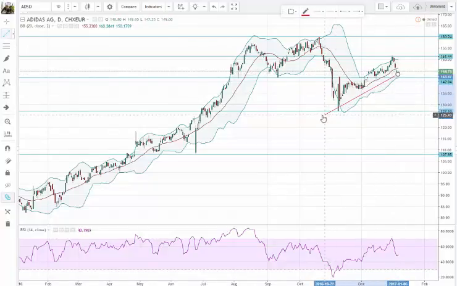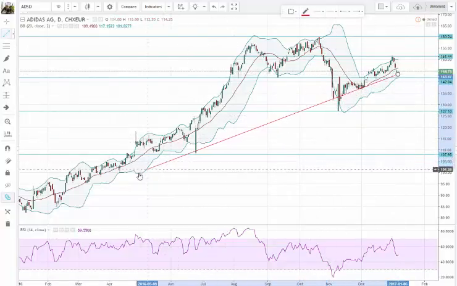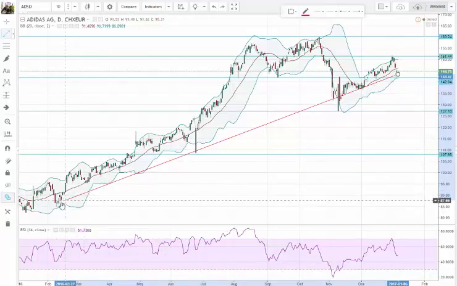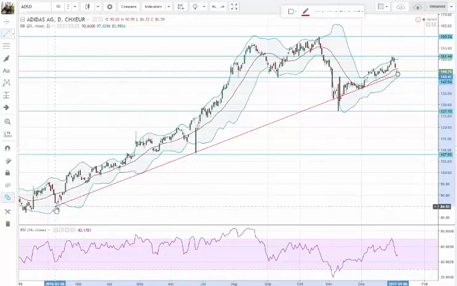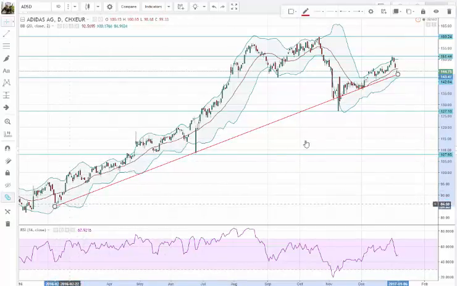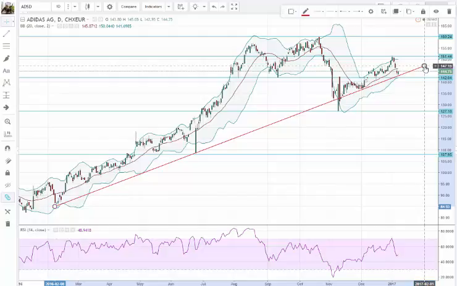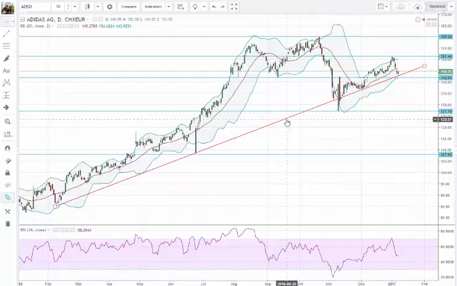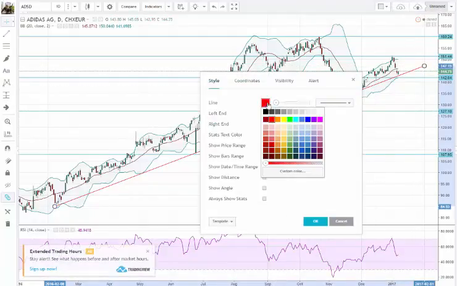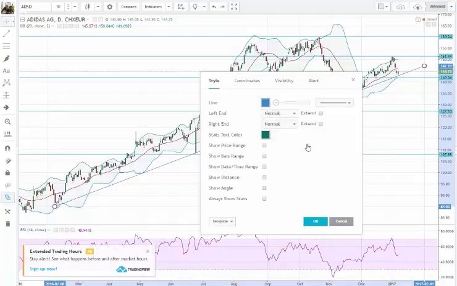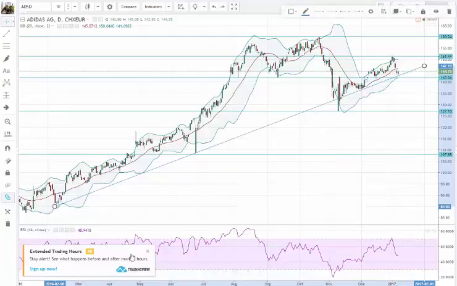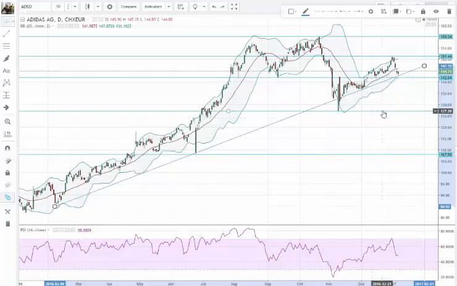From here we can draw a nice line all the way down here. Now the question is, what does that give us? I think this is, let me give it another color.